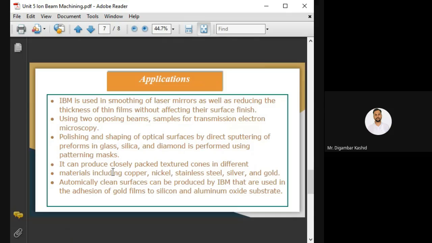Again, this IBM, that is the ion beam machining process, can mill a line width of 0.1 micron, which is used in the fabrication of bubble memory devices, having a depth to width ratio of 2:1. Okay, so this is about ion beam machining. Now let us see some videos also.